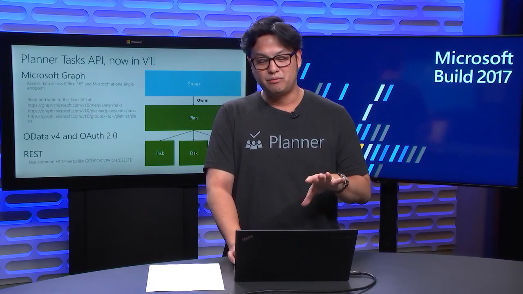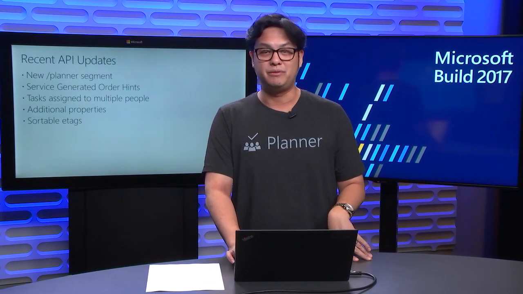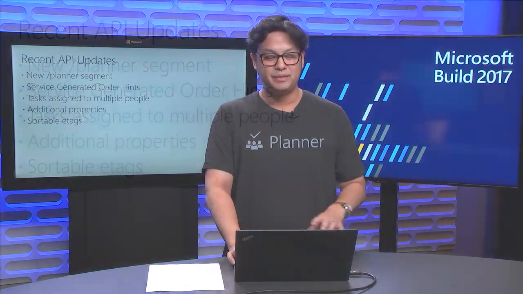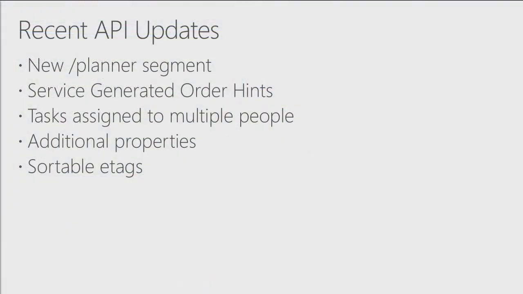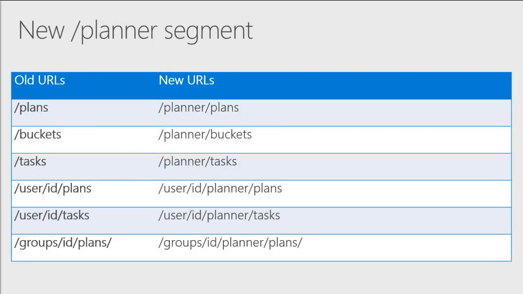And so as part of moving to V1, we've made a bunch of API updates. Some of the key ones that we're going to cover today are adding a new planner segment. We're going to go a little bit deep in how we generate order hints, that's how you order the content within Planner. And then also talk about how we support some of our recent features, such as assigning a task to multiple people.